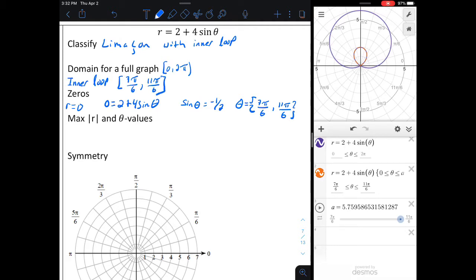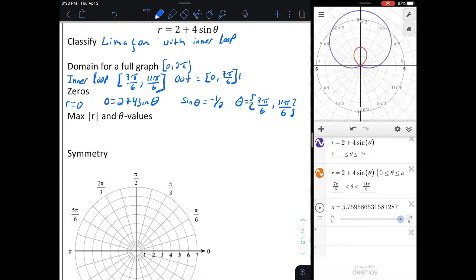And the outer loop is going to be everything else in our domain interval, excluding that. So we could say the outer loop is going to be from 0 to 7 pi over 6. And whether or not we include or exclude that number is irrelevant because it's at the pole. So I'm going to include it and go from 11 pi over 6 to 2 pi.